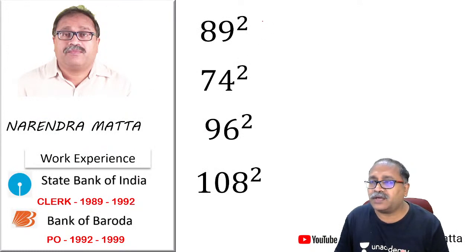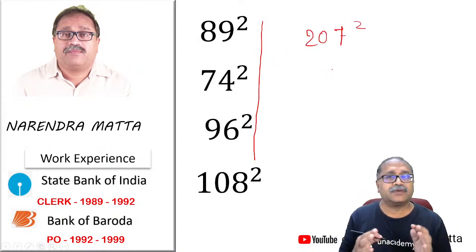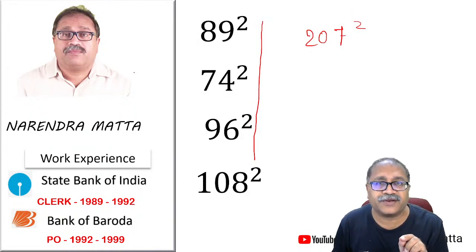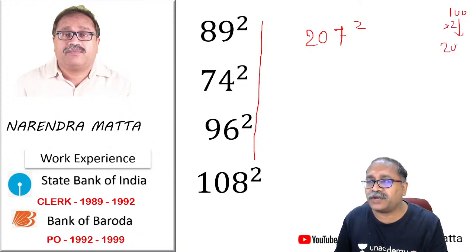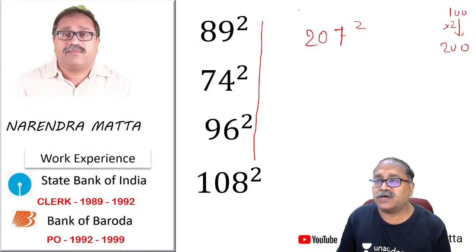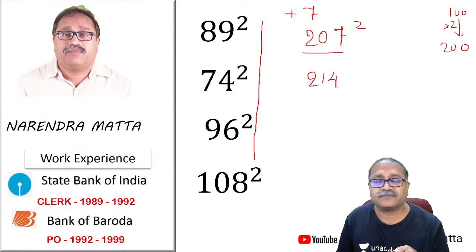If I ask you to find out 207 square, I'll explain how to find it out. Allow me to explain. With the base 100, we know how to do it. Now the base is 2 times 100, which is nothing but 200. So how do I do it? This is 7 more than 100, so 207 plus 7 comes to 214.